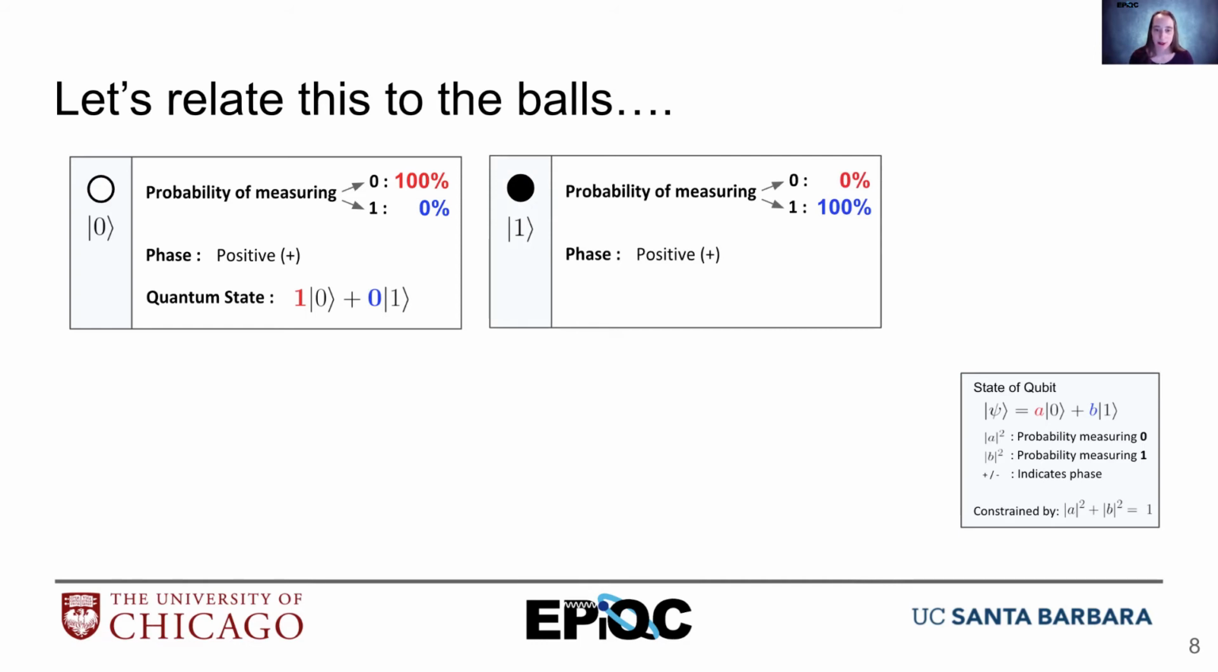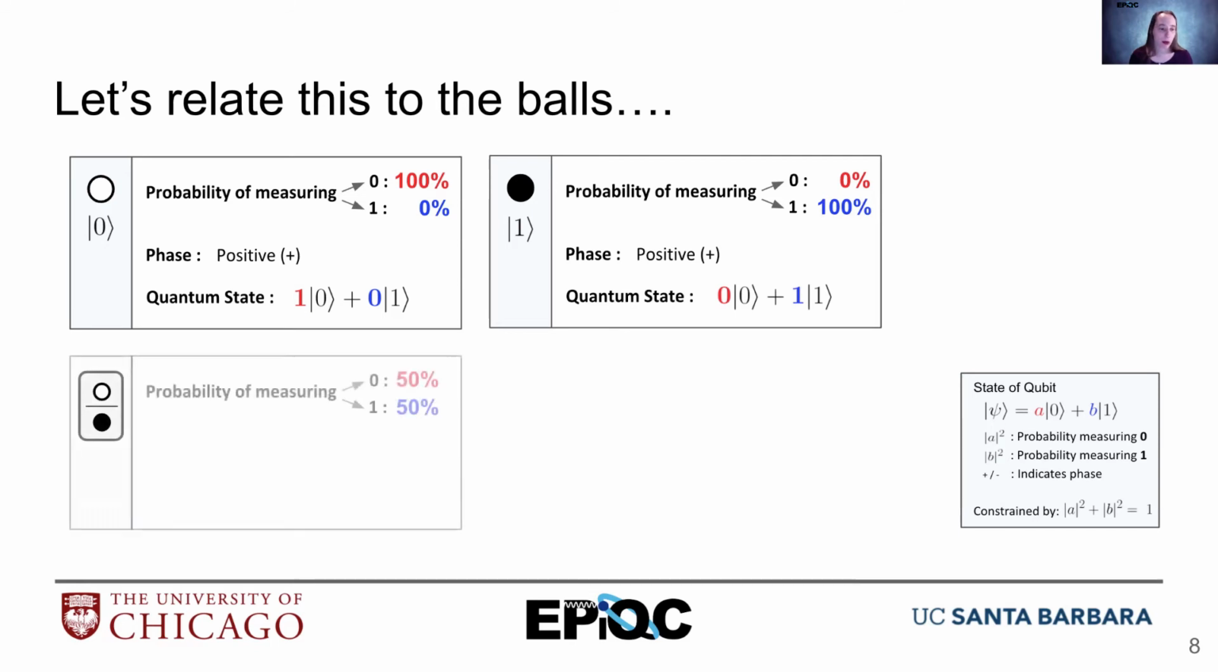Okay, let's try it. Now we have a 0 in front of the 0 because there's a 0% probability of the 0, and we have a 1 in front of the 1. Okay. All right, now let's try superposition. So I've got a 50-50 probability of 0 or 1. And then I also have a positive phase. So what does that mean?